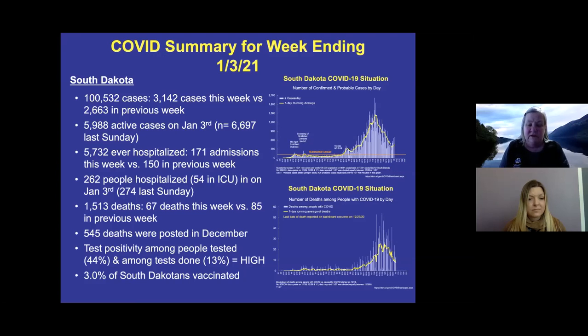Test positivity, as I mentioned, under Brookings is high. It's also high for the state, 44% among people tested and 13% among tests done. And 3% of South Dakotans have been vaccinated.